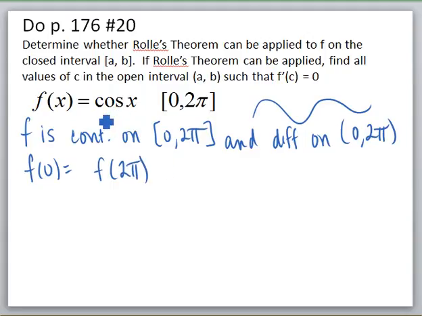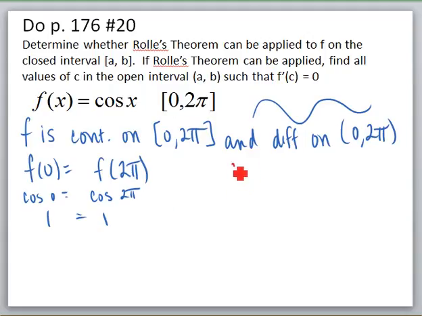What is the cosine of 0? Well, the cosine of 0 is 1. And then you're also asking yourself, what's the cosine of 2 pi? Well, that's also 1. So it does hold true. Rolle's theorem does apply. So we're going to go ahead and find that c value, or those c values at which the derivative equals 0.